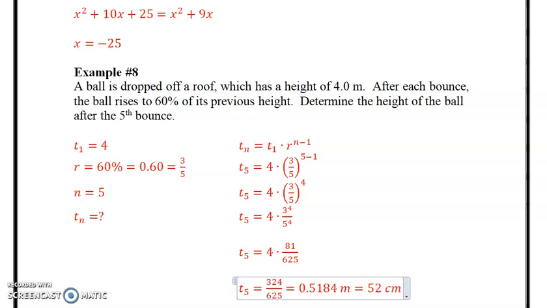52 centimeters. So that means if you are on a roof and you drop a ball at a height of 4 meters, and after each bounce it rises to 60% of its previous height, that means after the 5th bounce it will rise up to just over half a meter, 52 centimeters.